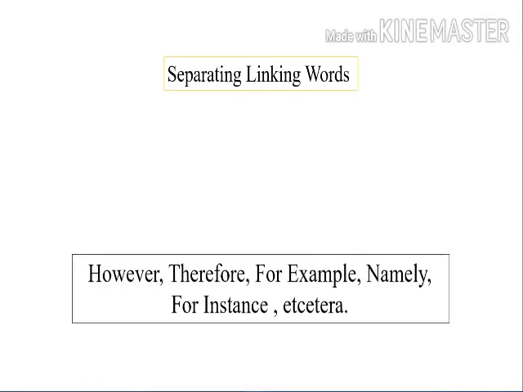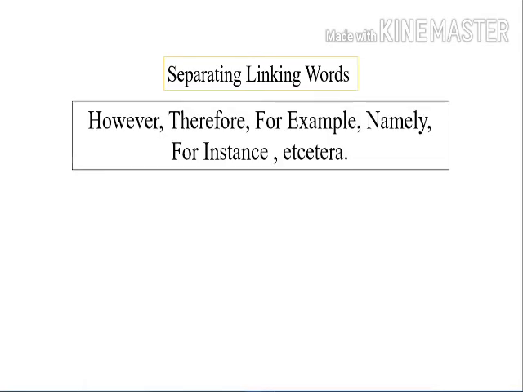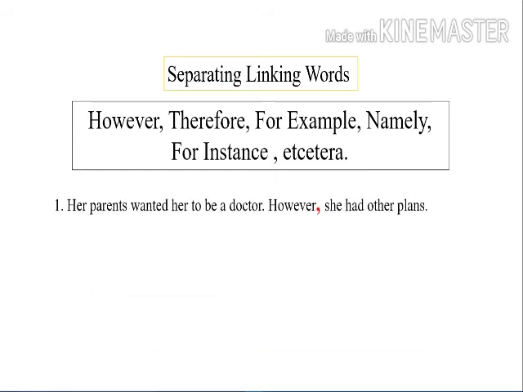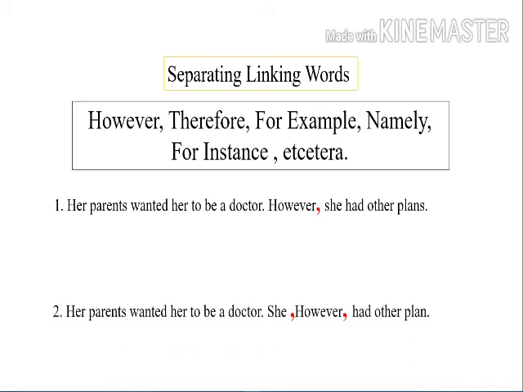Separating linking words. To separate linking words such as however, therefore, for example, namely, for instance, etc., we should use a comma in a sentence. Say, for example, her parents wanted her to be a doctor. However, she had other plans. After however, I put a comma here, you're looking.